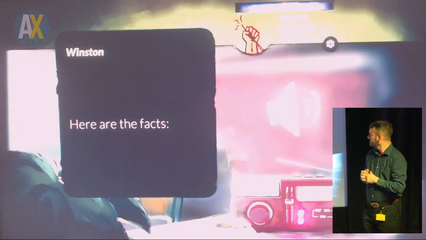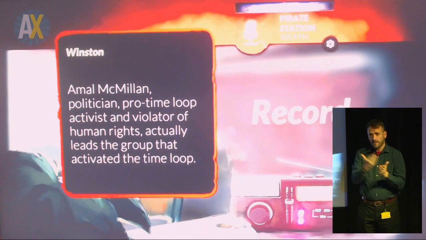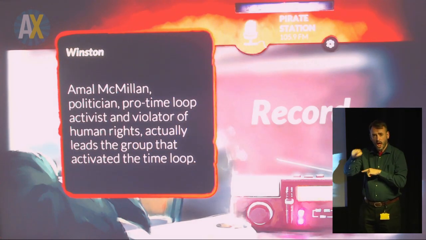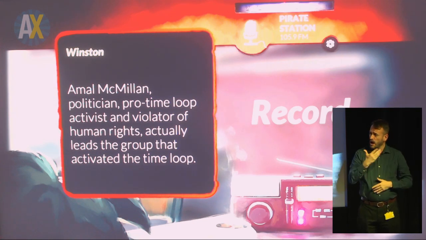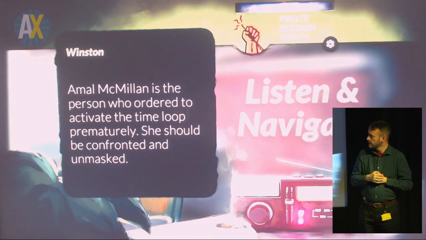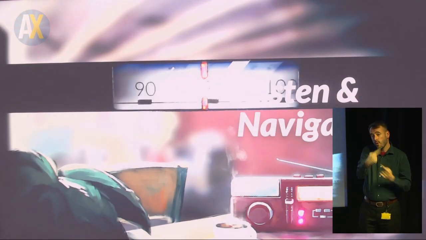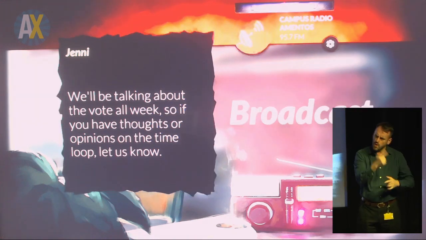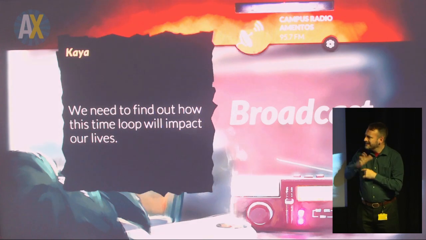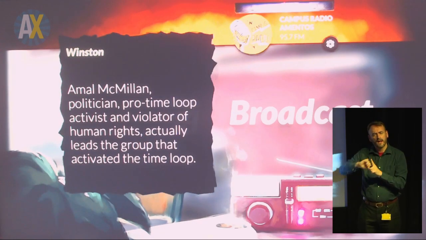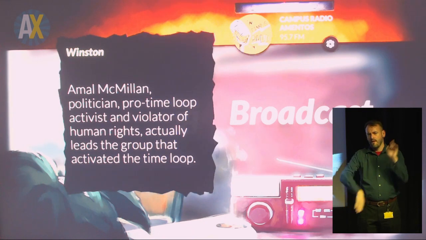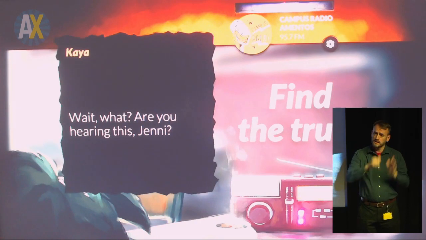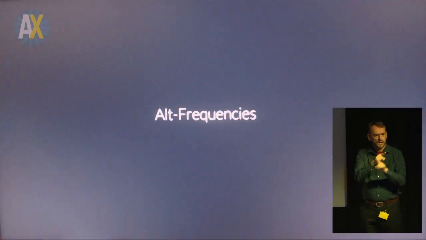Are the facts. Kamal Macmillan, politician, pro-time loop activist and violator of human rights, actually leads the group that activated the time loop. Amal Macmillan is the person who ordered to activate the time loop. We'll be talking about the vote all week, so if you have thoughts or opinions on the time loop, let us know. We need to find out how this time loop will impact our lives. Amal Macmillan, politician, pro-time loop activist, and violator of human rights, actually leads the group that activated the time loop. Wait, what? Are you hearing this, Jenny? Old Frequencies.